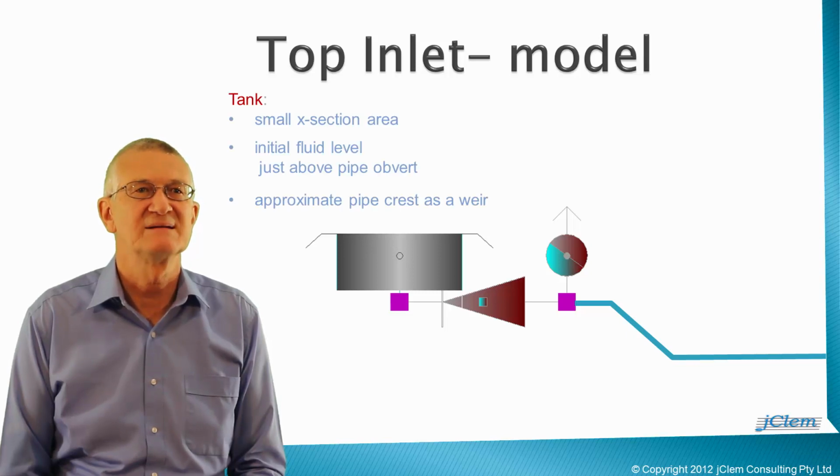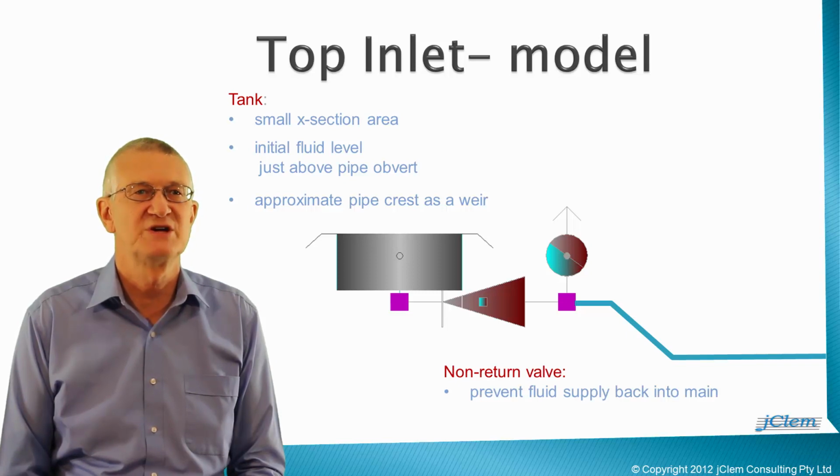1. A tank. Its sole purpose is to define the initial steady-state fluid level. A level slightly above the pipe obvert, for example at the crest over the embankment, is a reasonable approximation of the crest acting as a weir. Users can set the tank cross-sectional area to be a realistic value or a small value, depending on how finely they want to simulate transient inflows.